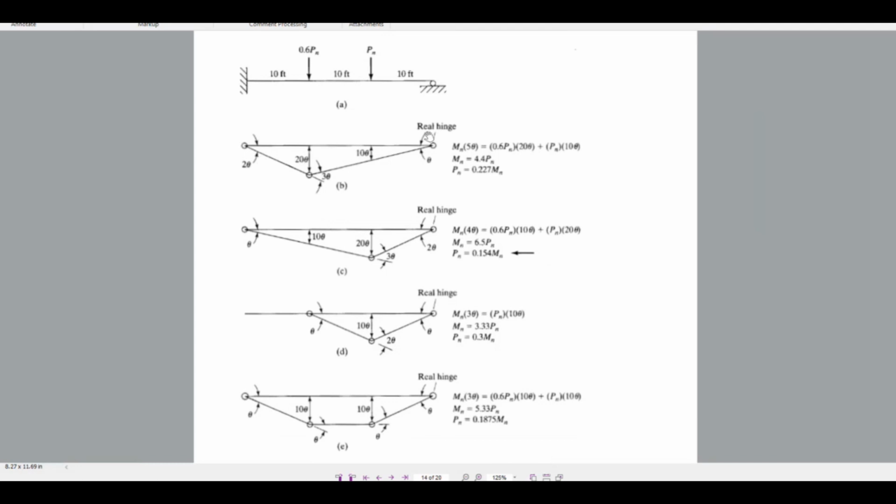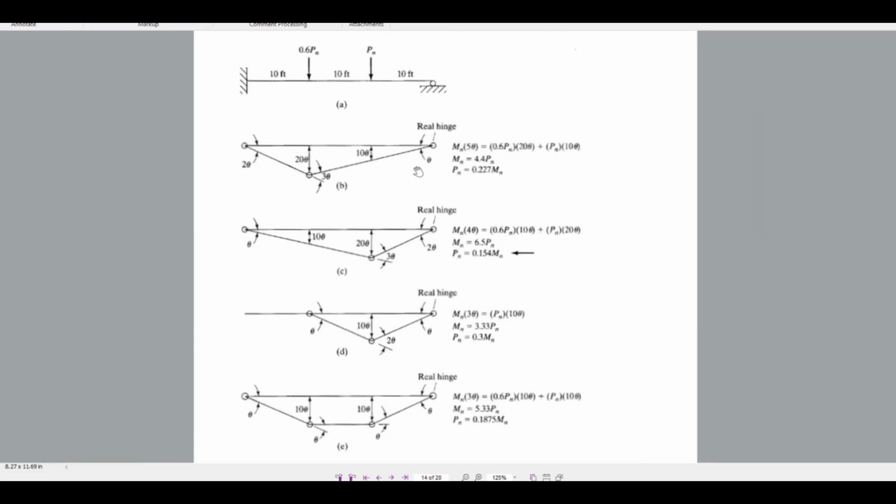Here 2 theta, here real hinge 1 theta, this 10 feet, here 2 theta, so 20 theta. So this 3 theta, this will be 10 times theta. Here it can come 2 theta, and this will become 2 theta, this theta. Here also this can collapse theta, theta, and this also it can collapse like theta, theta, theta, theta, like that, different possible mechanisms.